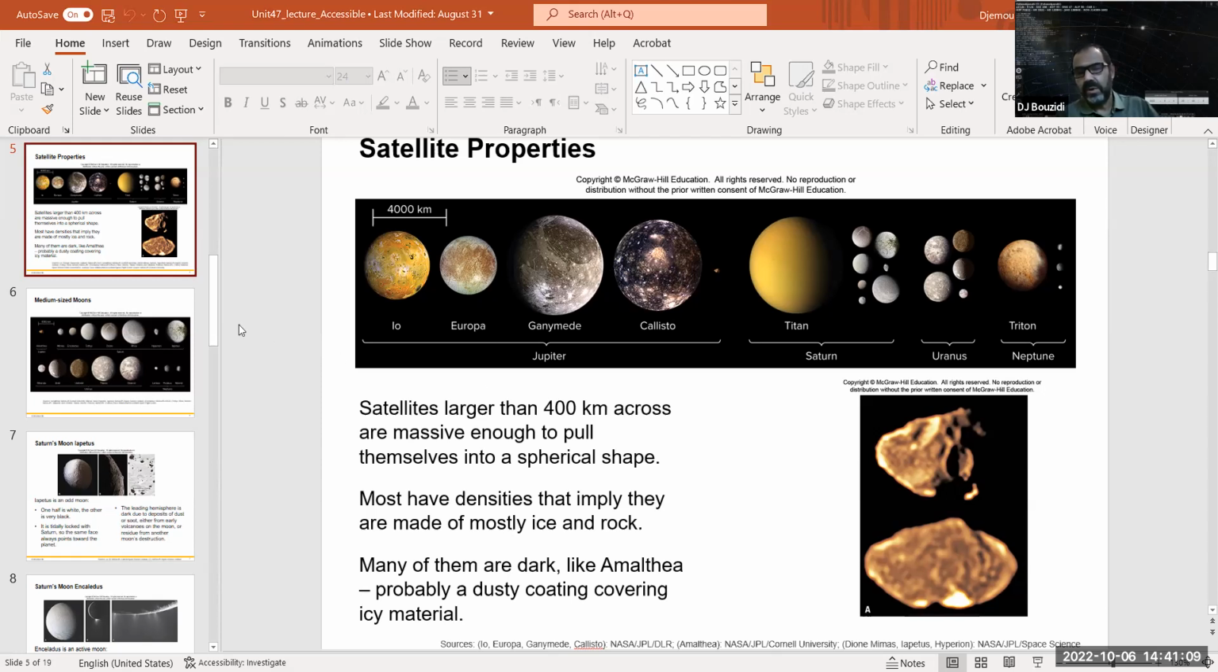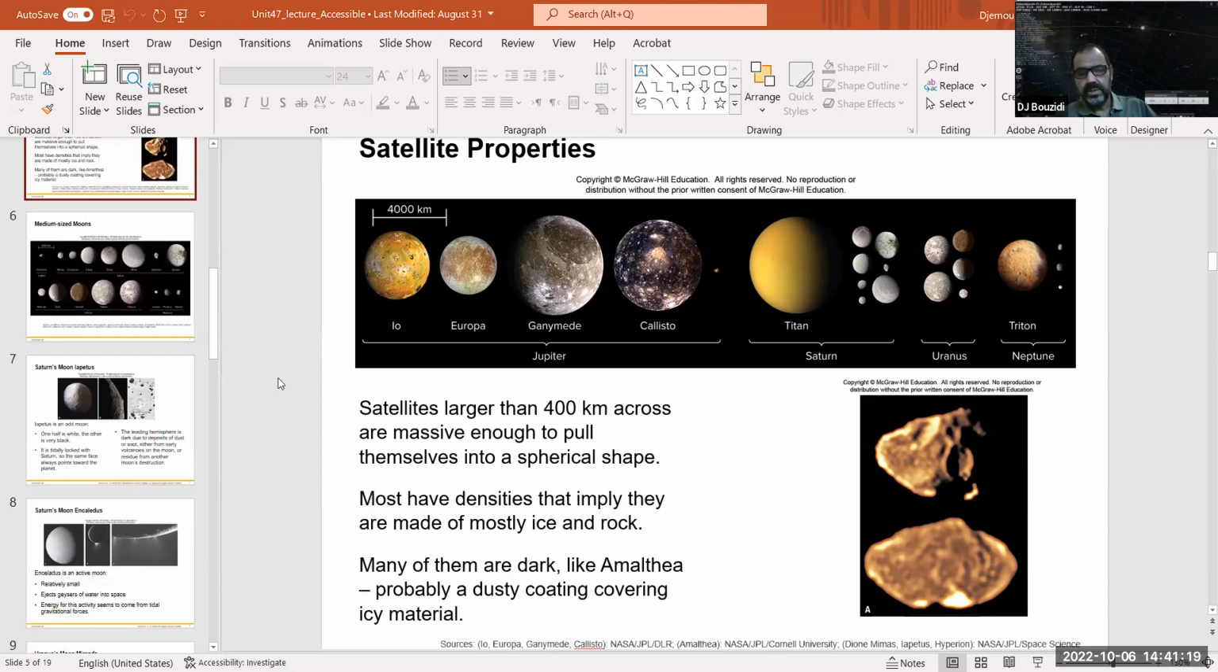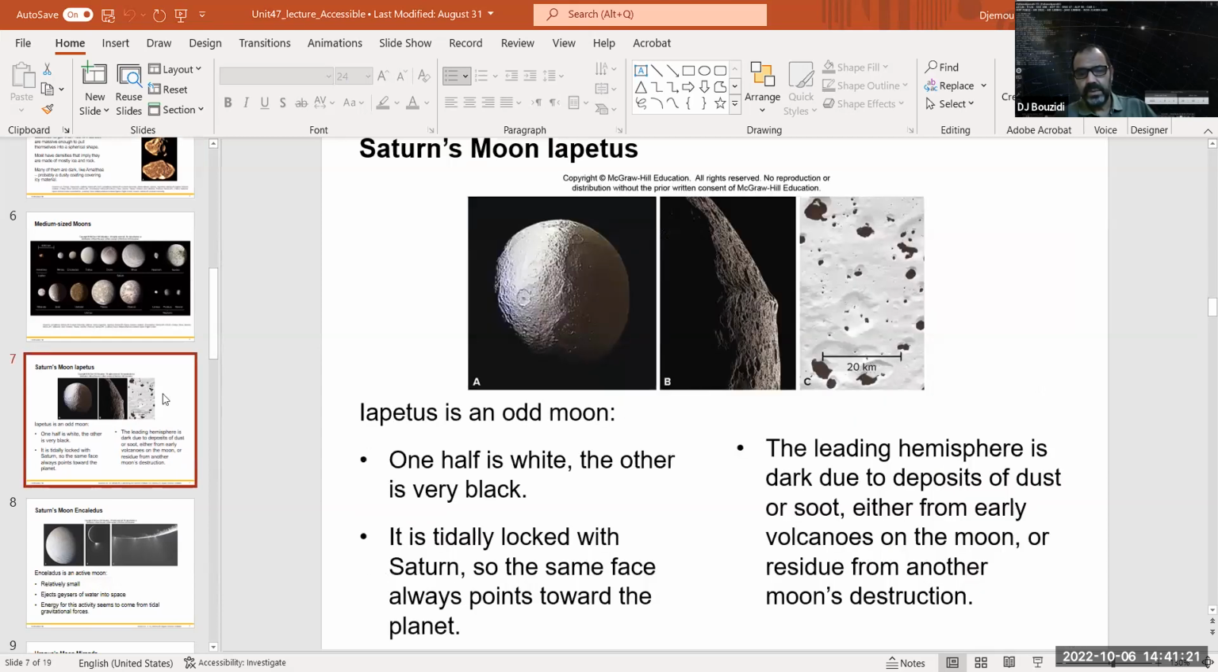For the case of the Earth and the Moon, of course, they were very close in the beginning, and then the Moon is receding. As it recedes, it slows down, and so does the Earth. So the day gets longer on the Earth. This is an interesting property of these moons that we have to understand in terms of tidal locking. Again, we talked about soot in this case, and that it is probably residue from another moon's destruction.